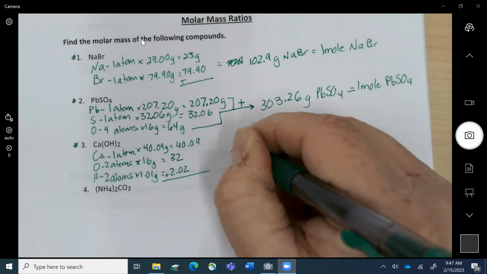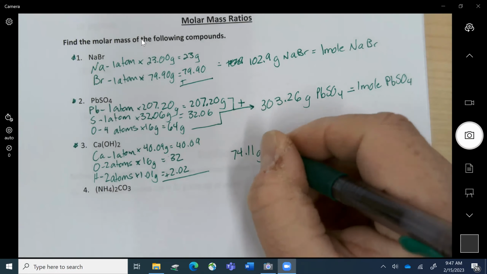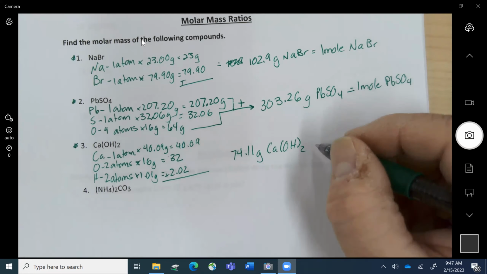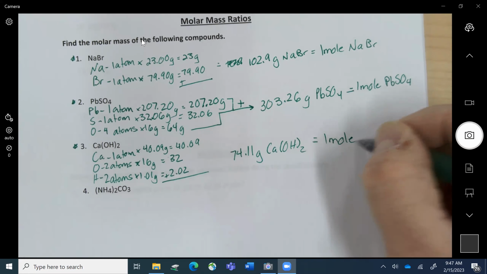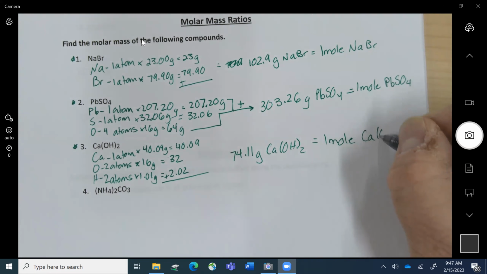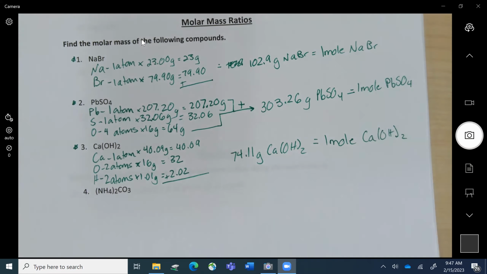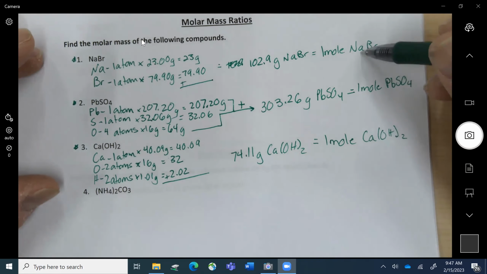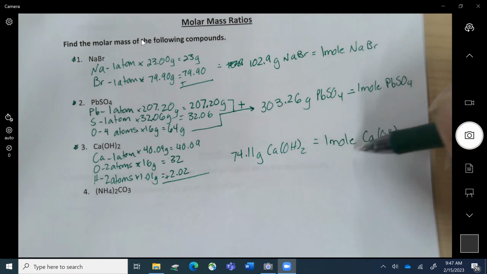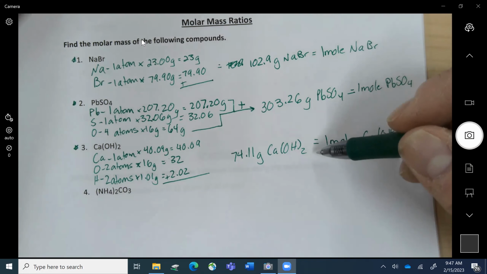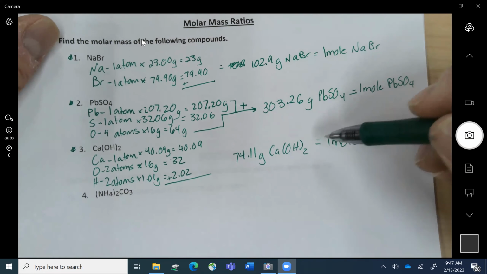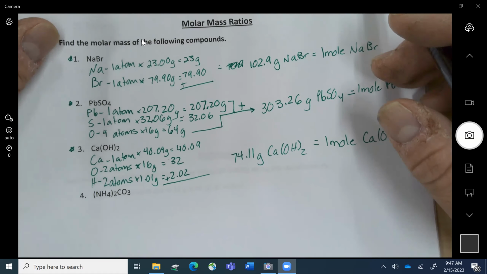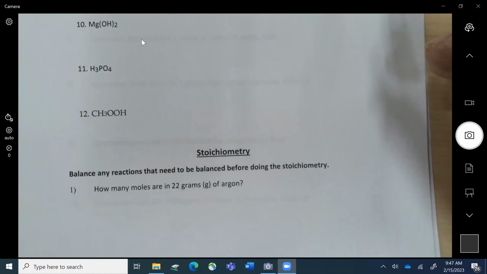Those all add together to equal 74.11 grams of CaOH2, or 1 mole. They equal 1 mole of it. All right, so now that we got those out of the way, this is what we're going to have to do for almost every stoichiometry question. You're going to have to remember how to do molar masses. And typically it's the molar mass of what you're starting with, and then the molar mass of what it's looking for in the long run of things. Okay. So with that being said, let's go to the next page here.